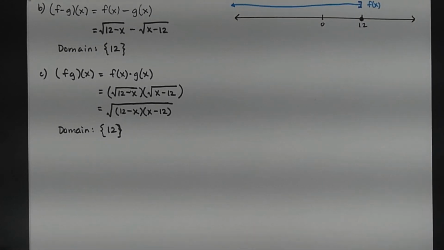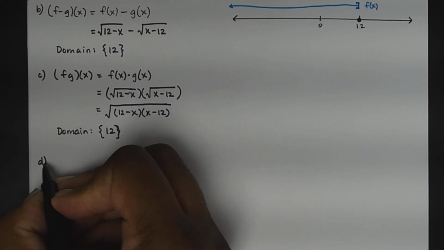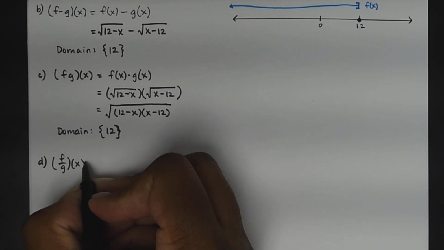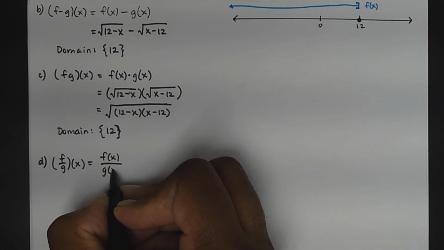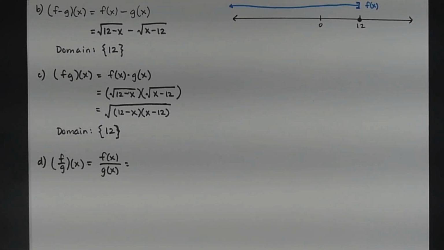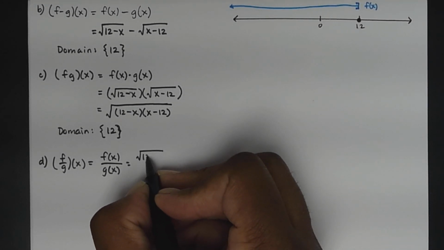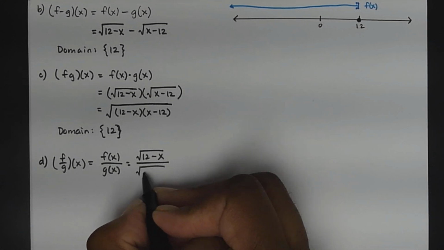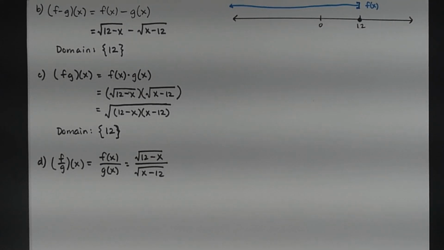And then finally, part D deals with the quotient of the two functions. So that means I have f divided by g of x, which means f of x divided by g of x. And here your f of x was the square root of 12 minus x. G of x was the square root of x minus 12. Now notice I got a square root divided by a square root.